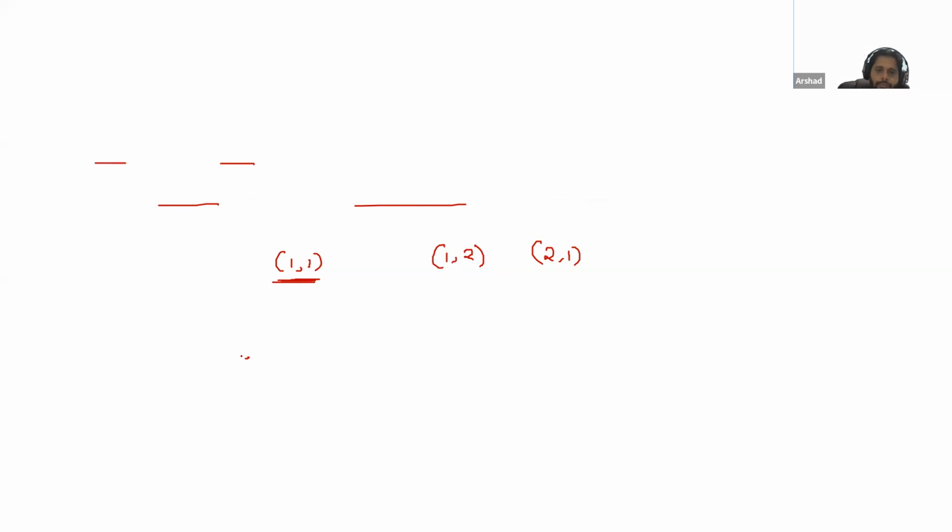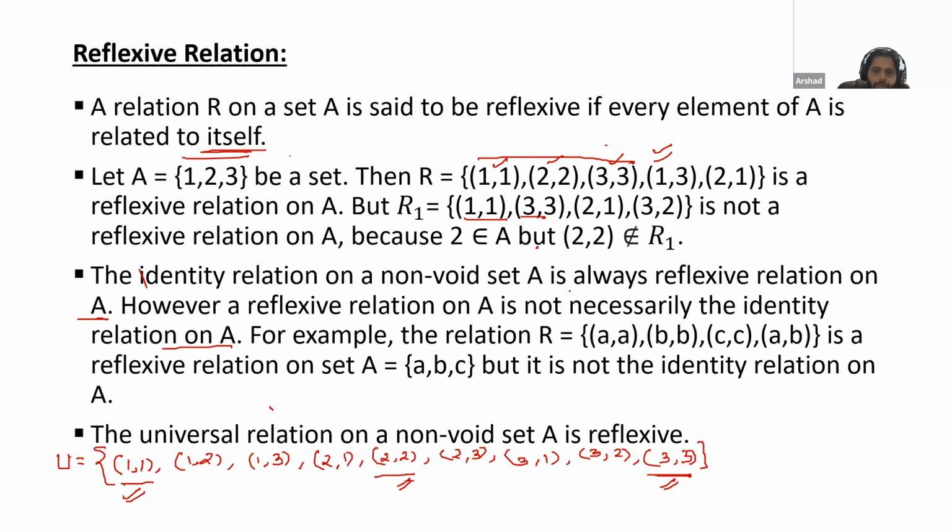So for example, please check this. We have found this universal relation. 1 comma 2 is present, then please check its opposite: 2 comma 1. It is also present. 1 comma 3 is present, its opposite is 3 comma 1. It is also present. Then you have 2 comma 3, its opposite is 3 comma 2. This is clear first?